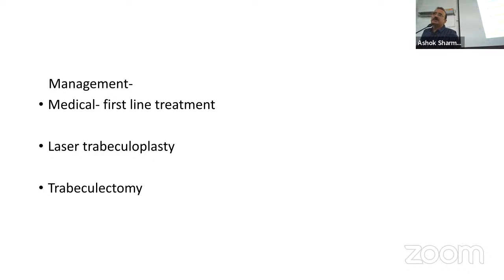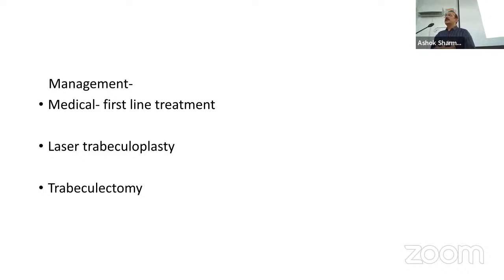It is very important for two reasons. One is that you can set a target pressure. Target pressure is the pressure at which no further damage is going to happen, right? And secondly, this is the only modifiable factor. If a person has glaucoma due to genetic reasons, you cannot modify his genes. This is the only modifiable risk factor. You can lower the intraocular pressure to a point where no further progression occurs. So measurement of intraocular pressure is very important.